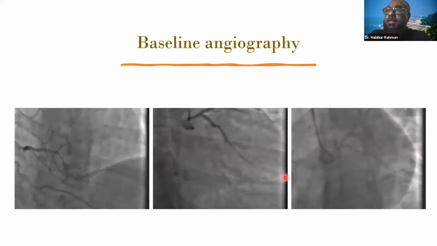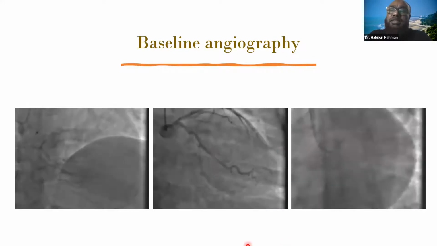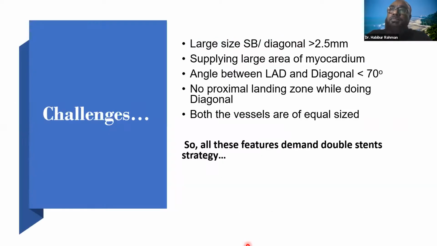So baseline angiography shows significant disease in the LAD and also a big diagonal. Both are equal size, and the RCA is free of significant disease. So what are the challenges here? These are large size branches, the diagonal more than 2.5, supplying a large area of myocardium, and the angle between LAD and diagonal is less than 70 degrees. There is no proximal landing zone while doing diagonal stenting. Both the vessels are of equal size. So all these features demand double stent strategies.